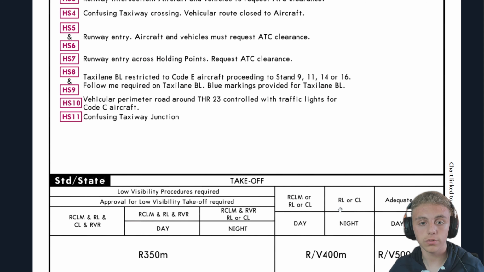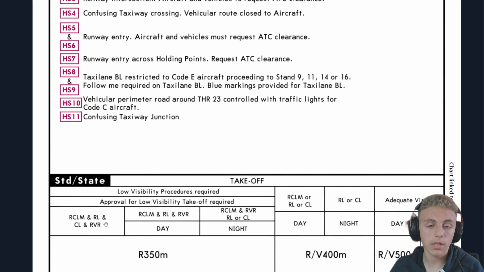Now, it shows that if you have 400 meters, you have to have either runway lightings or centerline lightings at night, or during the day you need to have runway centerline markings or runway centerline lightings or runway lightings. These are or. You need to have either runway lightings or centerline lightings if you only have 400 meters visibility. Over here, once you have RVR, not only visual, you'd have RVR 250 meters, you need to have low visibility procedures required, and you need to have approval for the takeoff.